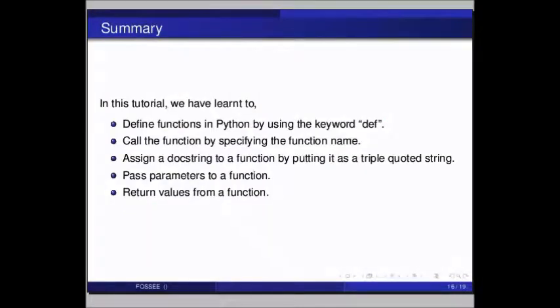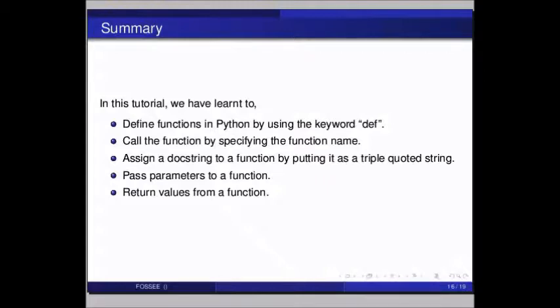So this brings us to the end of the tutorial. In this tutorial we have learned to define functions in Python by using the keyword def, then call the function by specifying the function name, then assign a docstring to a function by putting it in a triple quoted string, then pass parameters to a function, then return values from a function.